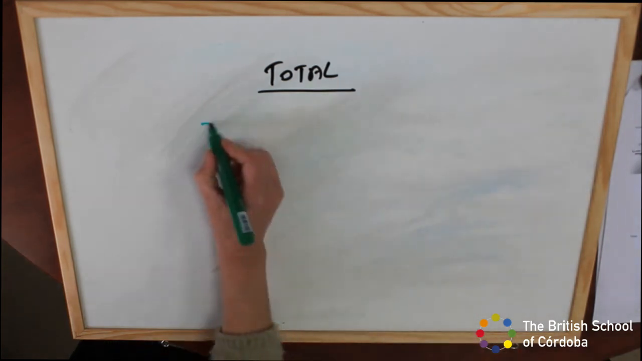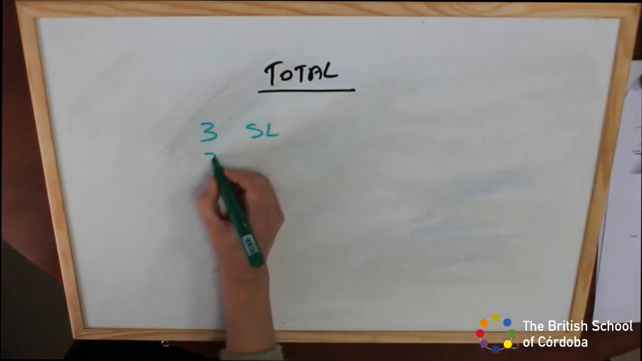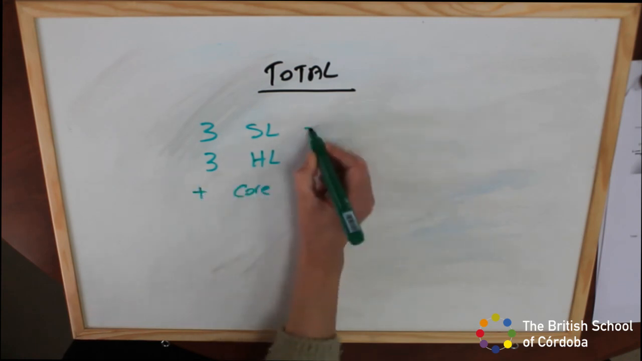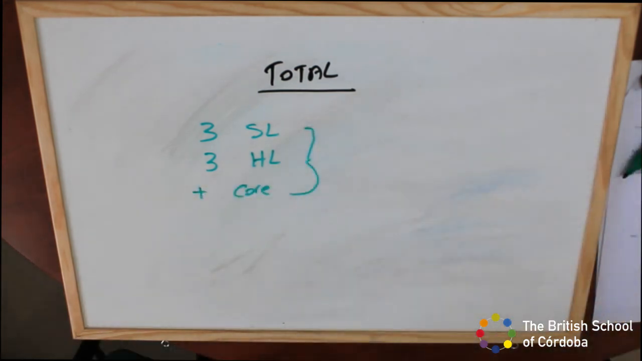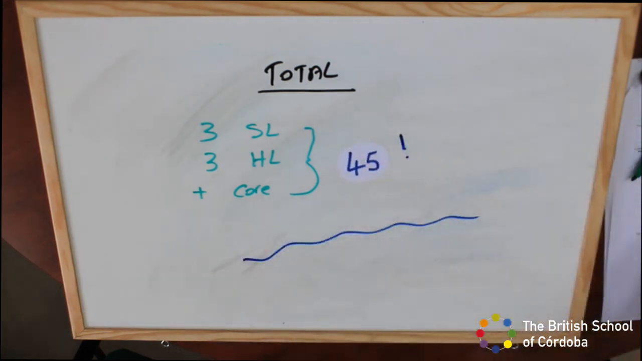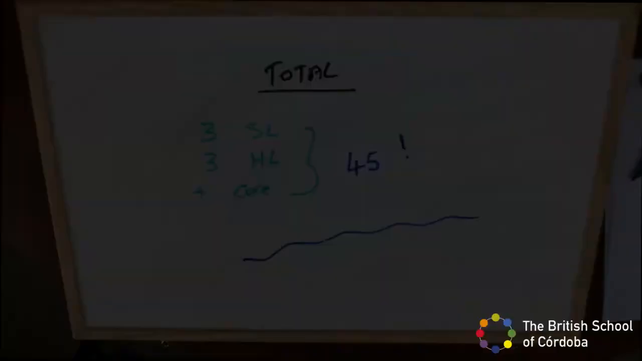So how are all the marks added up? So, with their 6 subjects, they can have a total of 42 marks, plus the extra 3 marks from their core means that the final IB is marked out of 45.